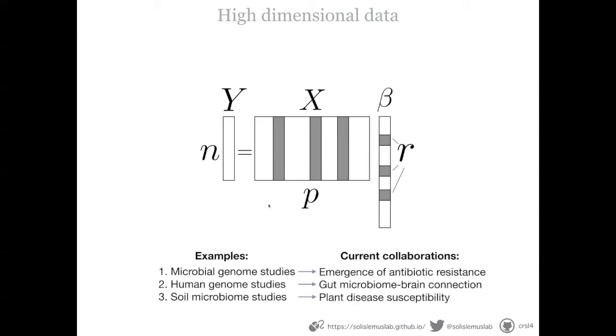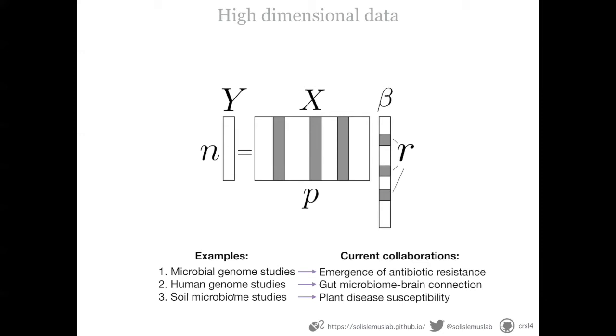There are many examples where this type of data will arise. For example, we have microbial genome studies where we want to study the emergence of antibiotic resistance. In this case, the Y corresponds to some measure of antibiotic resistance, and the X are different genes in the bacteria. Similarly, we can do human genome studies where the X corresponds to genes, but now genes on humans, and the Y can correspond to any response on humans.